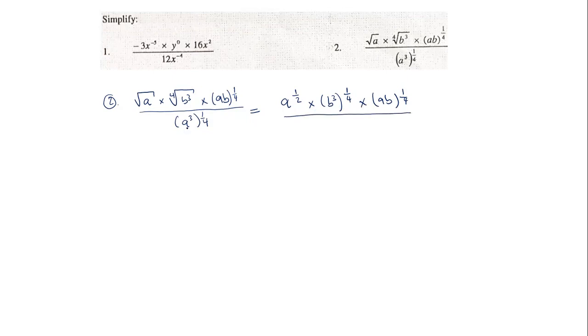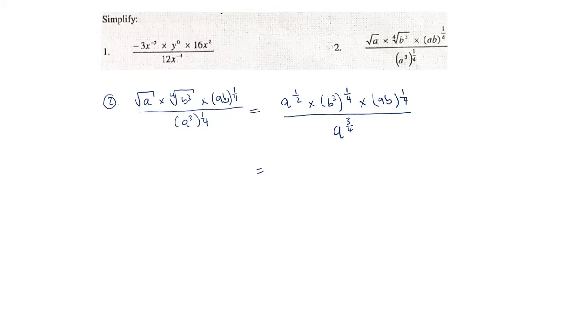Divide by, now we're going to apply law number 3. Remember, law number 3 is raised to a power. We're going to multiply our exponents within the bracket. So that means here we're going to have a to the power of, what is 3 multiplied by 1 over 4? It's going to be to the power of 3 over 4.